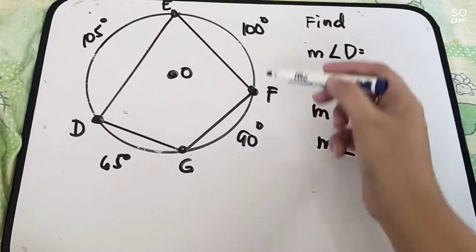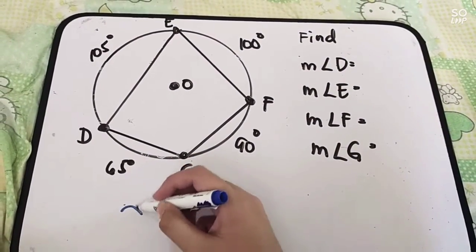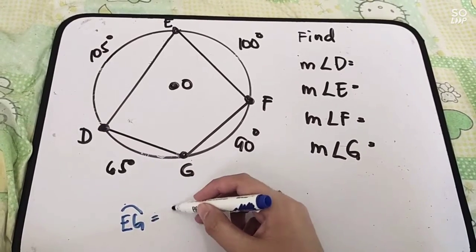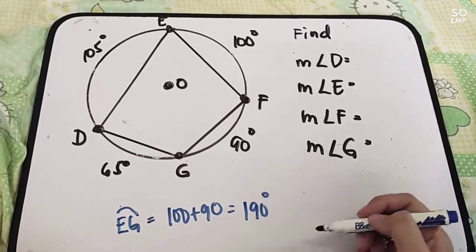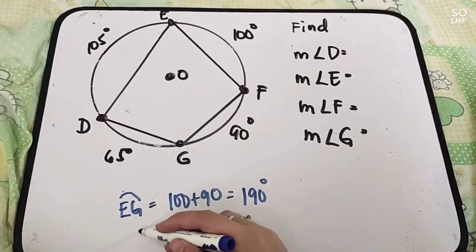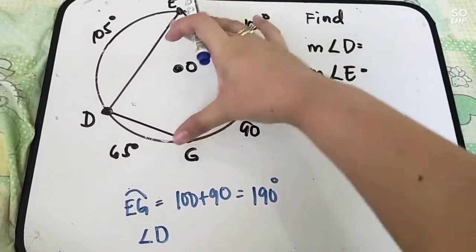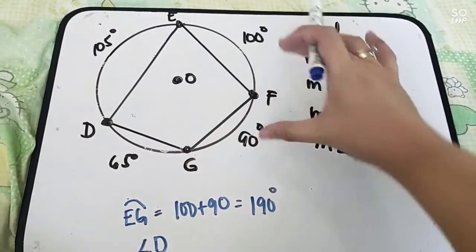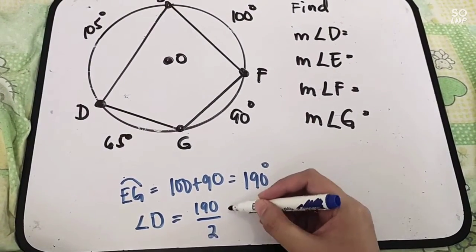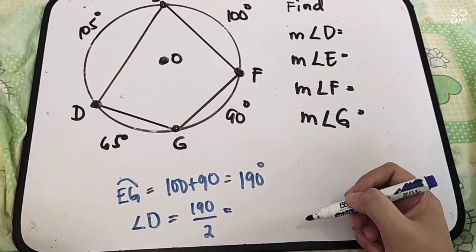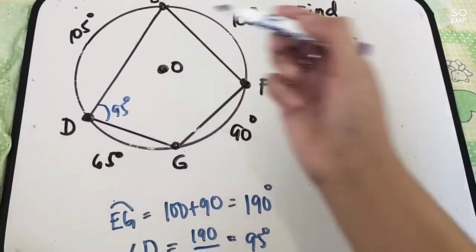Ang inscribed ni angle D ay si arc EG, this angle. So, you will add 100 plus 90. So, for us to find arc EFG, add 100 plus 90. Ang sagot natin dyan is 190 degrees. That is arc EFG. So, for us to find angle D, ito yung angle D, which is naka-inscribe. Ito yung inscribed niya. Ang intercepted niya ay arc EFG. We are going to find for the half of 190 degrees. So, 190 divided by 2, the answer is 95 degrees. So, this is 95 degrees.